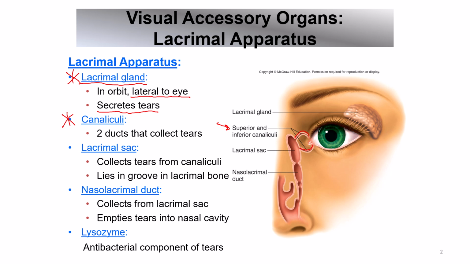These send the tears into the lacrimal sac. And so lacrimal sac collects the tears from the canaliculi. Then from the lacrimal sac, the tears are going to go down into the nasolacrimal duct. And so here, this duct empties the tears into the nasal cavity. In our tears, we have this antibacterial component called the lysozyme.